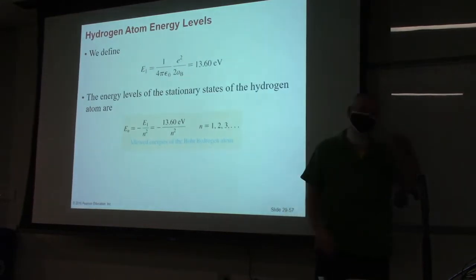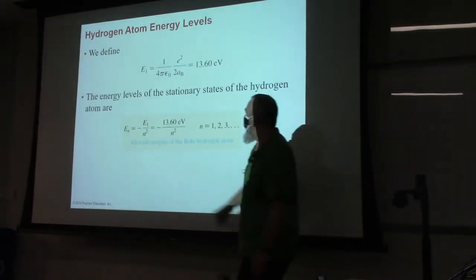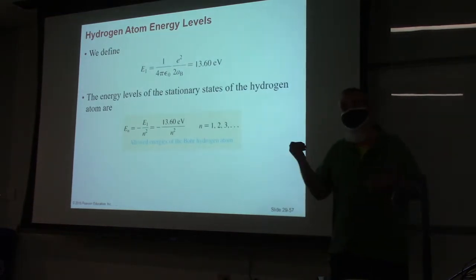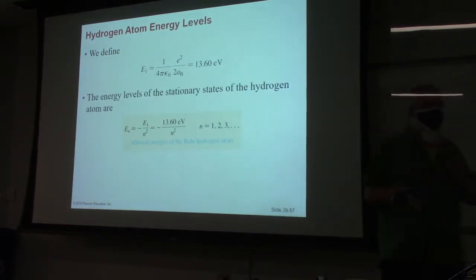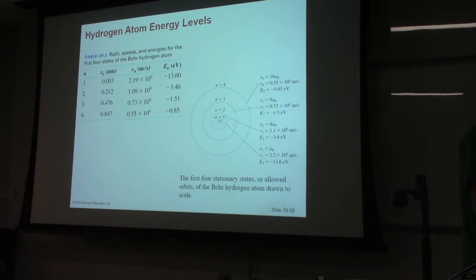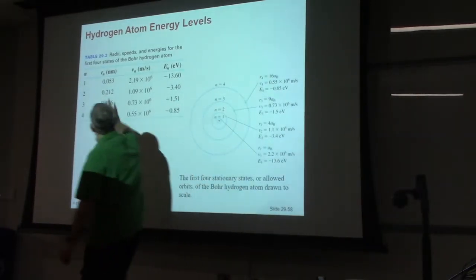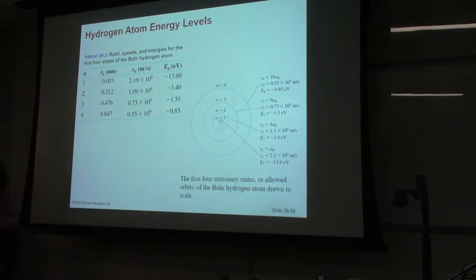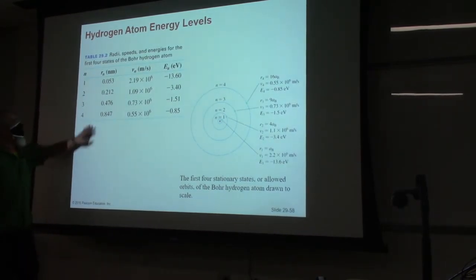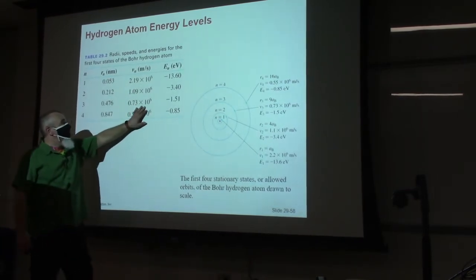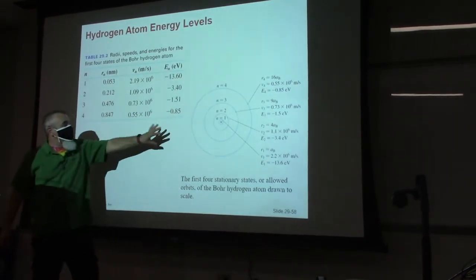So the next level is 1/4 of this, and it's getting larger because remember the number is negative. You put it all together, and here's the different energy levels. 0.053, 0.212, these are the different radii that are allowed. Here's the different speeds that are allowed. Here's the different energy levels that are allowed. This is all for hydrogen.